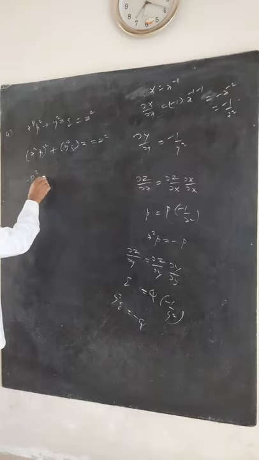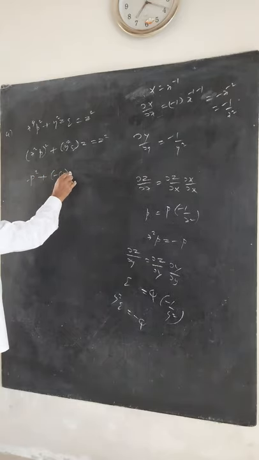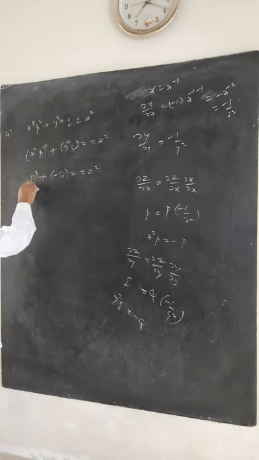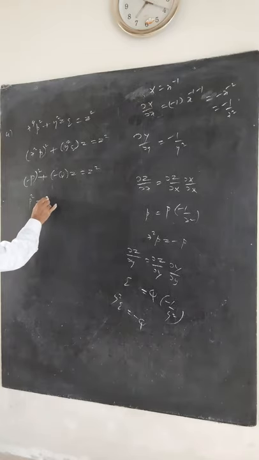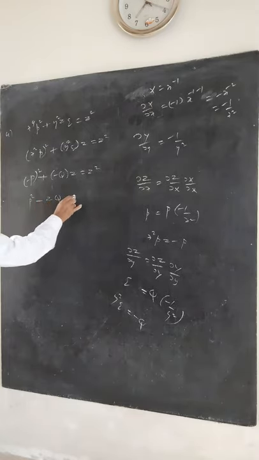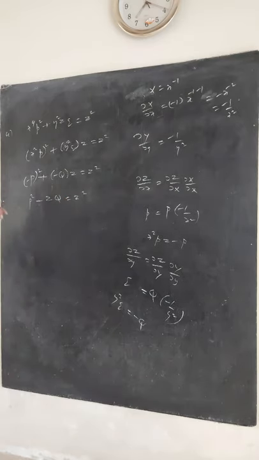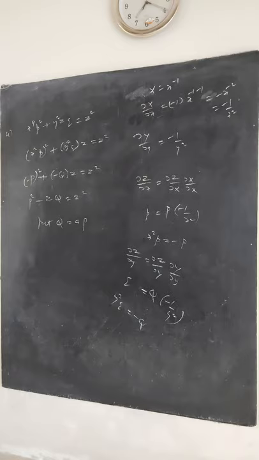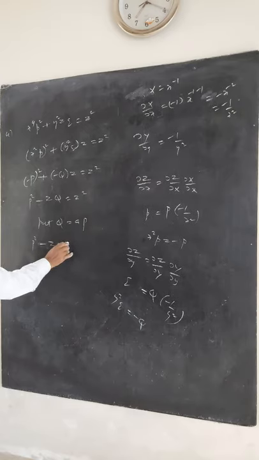Minus capital P square plus minus capital Q of z equal to z square. Minus P square. Therefore, P square minus zQ equal to z square. This is in the P, Q, z form. Therefore, we put Q equal to aP, all in capital. P square minus z into aP equal to z square.